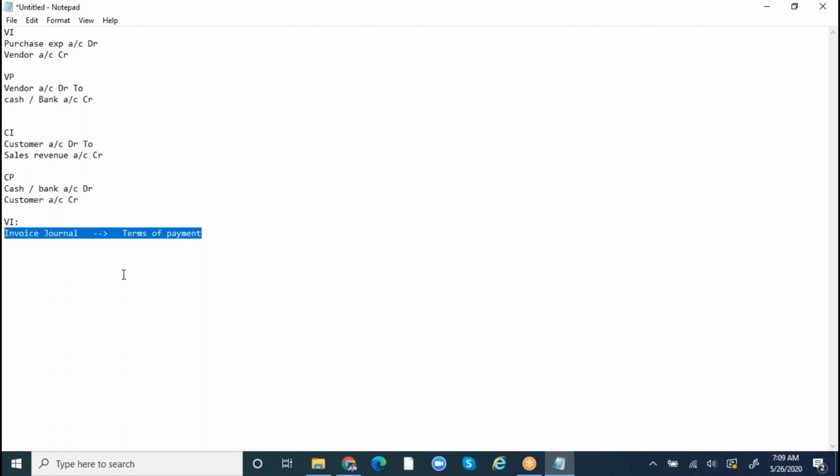So here, terms of payment means a mutual agreement between you and your vendor that you will pay money after some time. Just give me a second. Let me show this terms of payment and apply it. Let us understand this process.